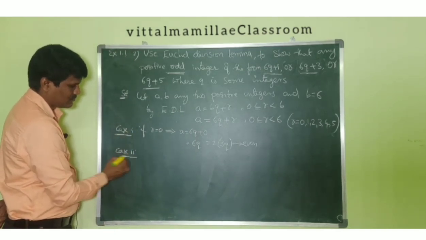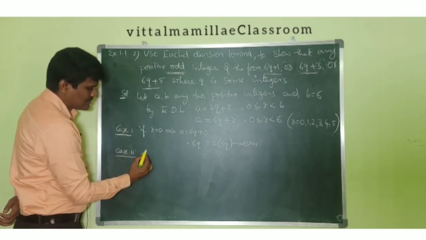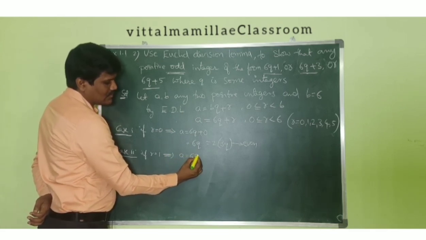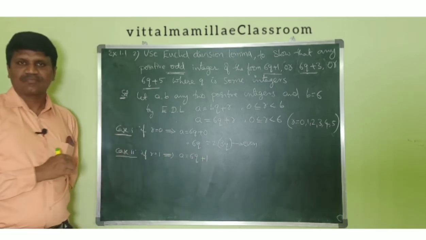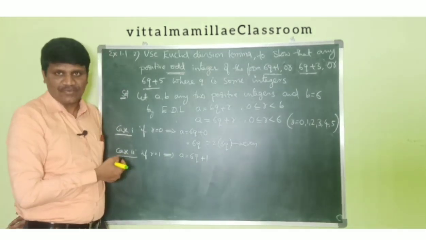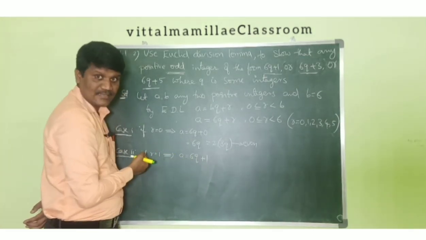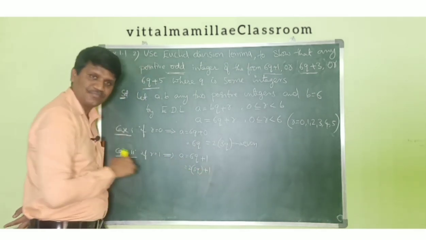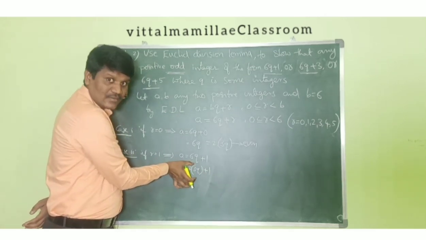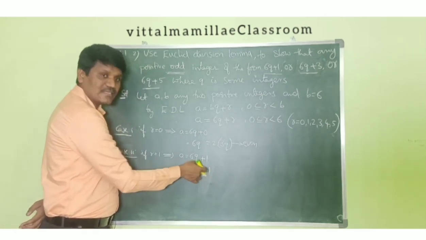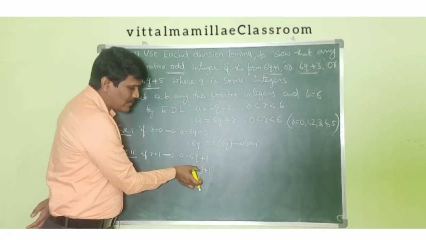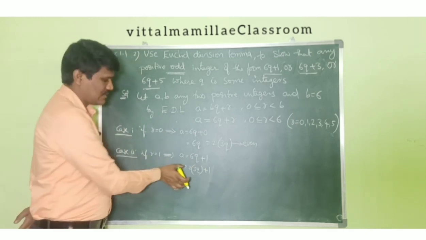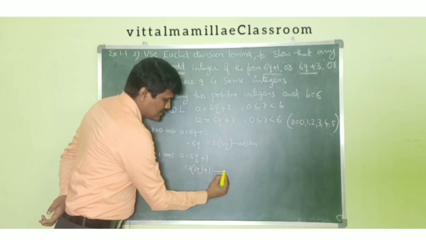Case 2. In case 2, if r is equal to 1, a is equal to 6q plus 1. Can I write anything other than this? This is 2 into 3q plus 1. That means this part is an even number, and the plus 1 makes it an odd number. It is nothing but the 2p plus 1 form. It is in the form of 2p plus 1, which is nothing but an odd number. Okay, so this is odd.